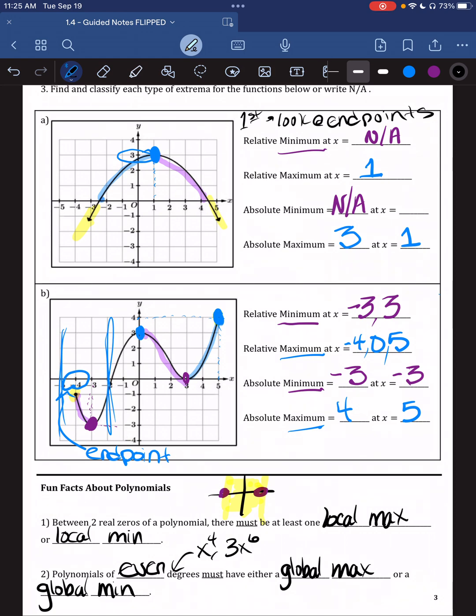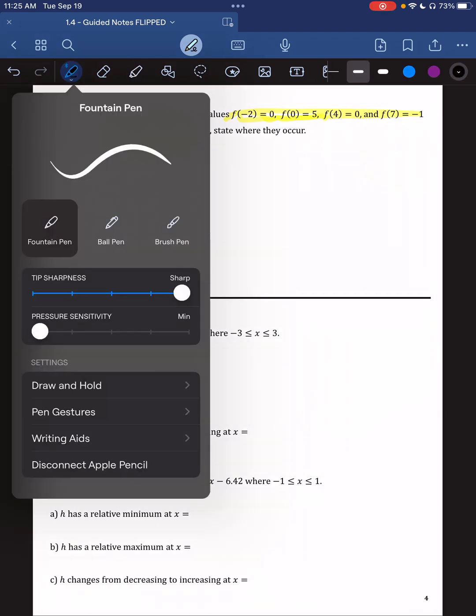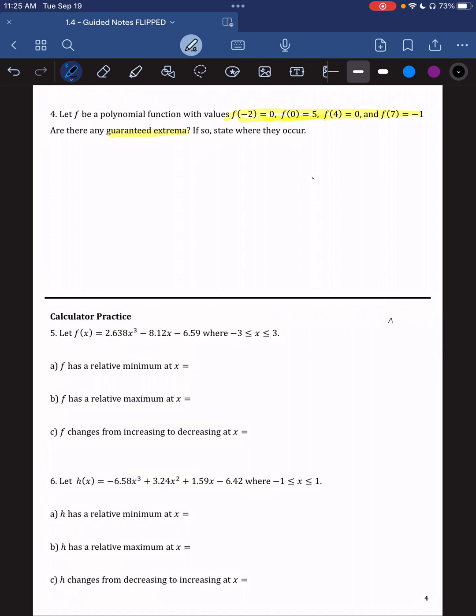All right, last page. So now we have some function, and we're only given this set of values. That's all we have, and they want to know, do I have any guaranteed extrema? What that means is, can I be certain that somewhere on this function with these given points, there is an actual extrema, whether it be local or absolute?